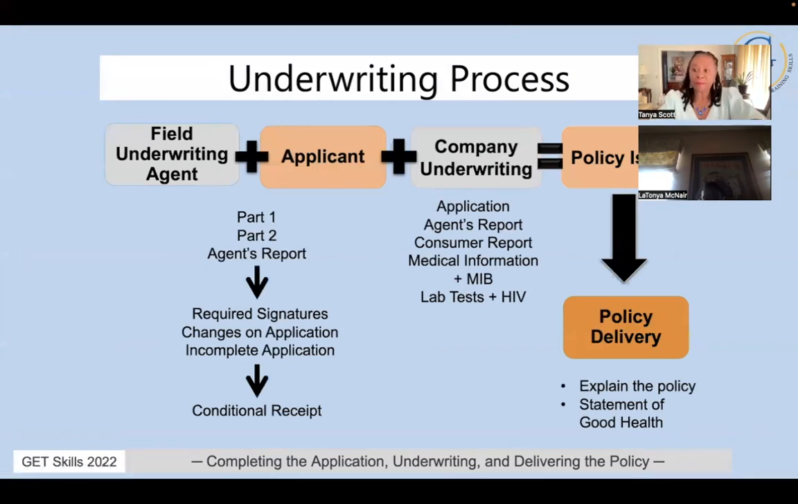So where we're going to pick up is that we're going to do a quick review on yesterday. We covered completing the application, underwriting, and delivering the policy. We know that they're probably going to ask us about 12 questions out of this section. That's what we know for a fact. So what do you think they're going to ask?